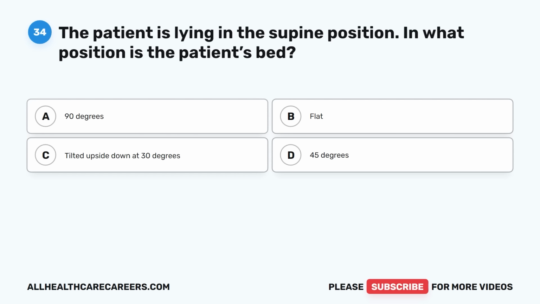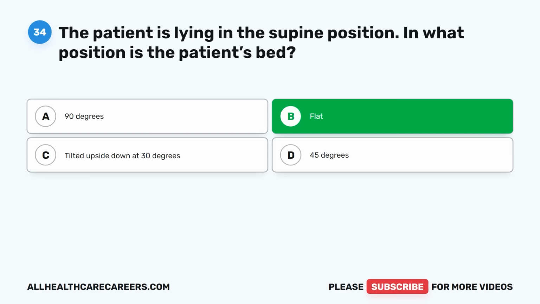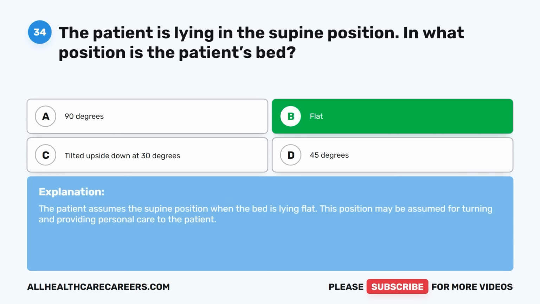Question 34. The patient is lying in the supine position. In what position is the patient's bed? A. 90 degrees. B. Flat. C. Tilted upside down at 30 degrees. D. 45 degrees. The correct answer is B. Flat. The patient assumes the supine position when the bed is lying flat. This position may be assumed for turning and providing personal care to the patient.